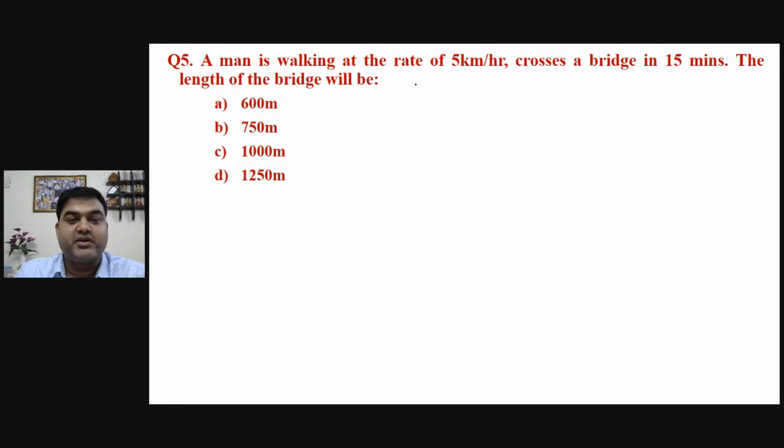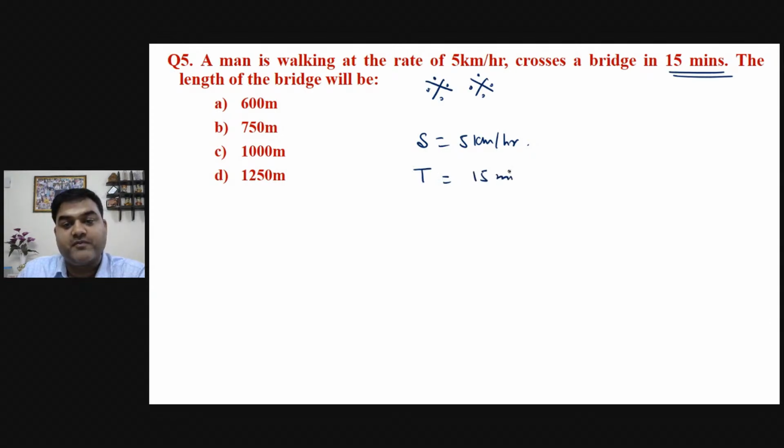This is a very important question, based on a similar concept, but a little bit of changes are there. A man is walking at the rate of 5 kilometer per hour. Rate is speed. So speed is given as 5 kilometer per hour, and he crosses a bridge in 15 minutes. So how much time does he take to cross the bridge? 15 minutes. And they are telling the length of the bridge is, so what is the length of the bridge?